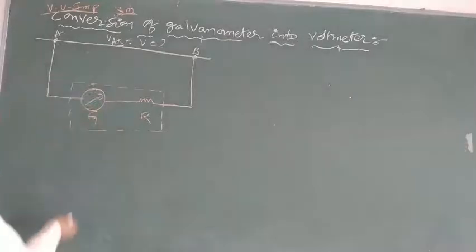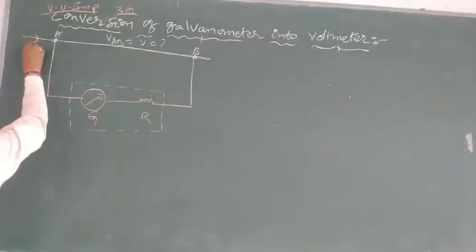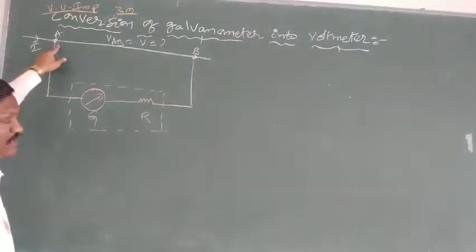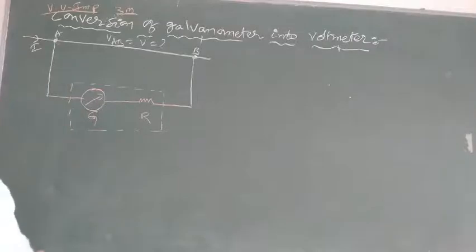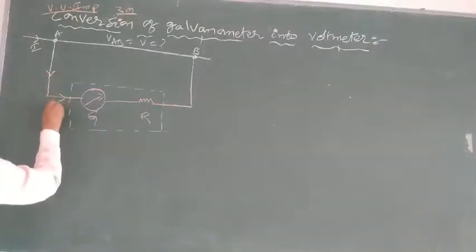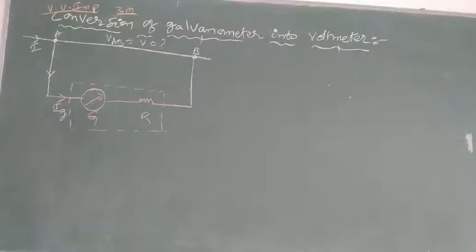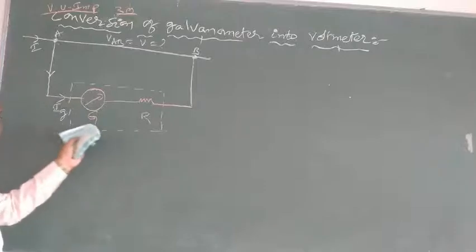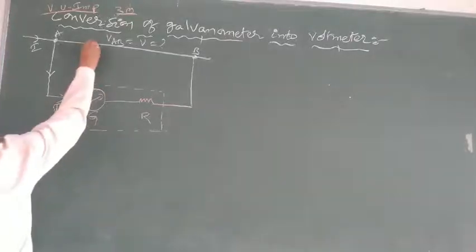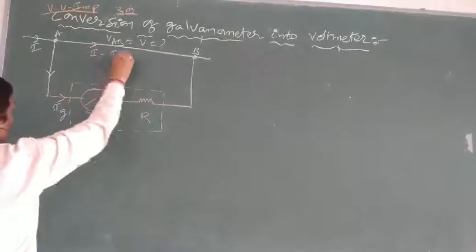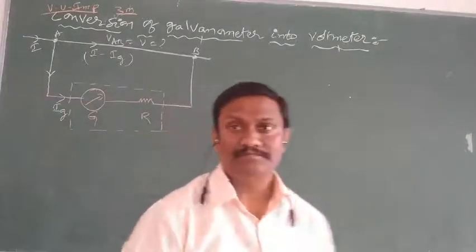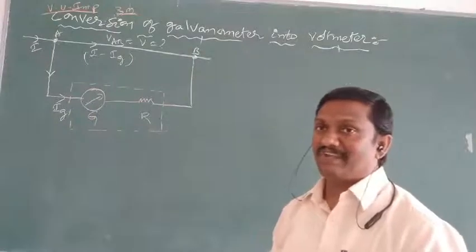So that's why a voltmeter is always connected parallel to the circuit. For this purpose, assume a current I coming from the circuit reaches this point. At this point, the total current divides into 2 parts. A small part of the current passes through the galvanometer because the galvanometer is a sensitive device. Through the galvanometer, only a small current IG is passing. The rest of the current, the remaining current I minus IG, passes through these 2 points. So that is about the diagram of the voltmeter.